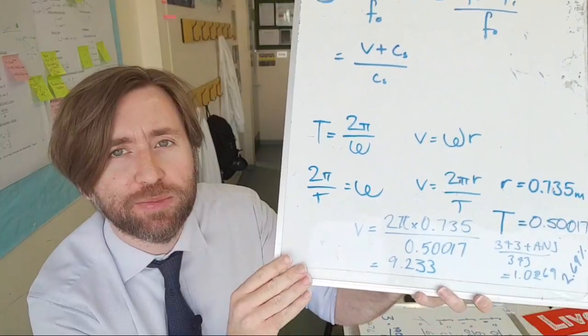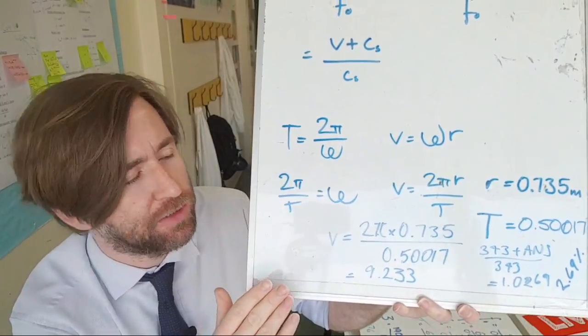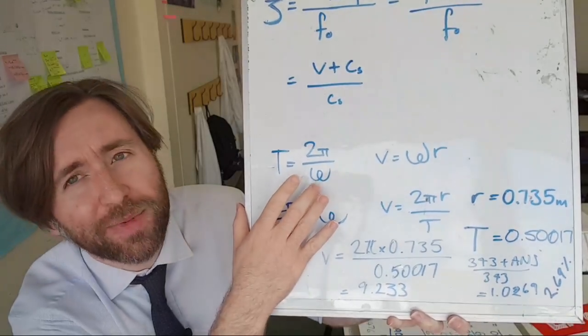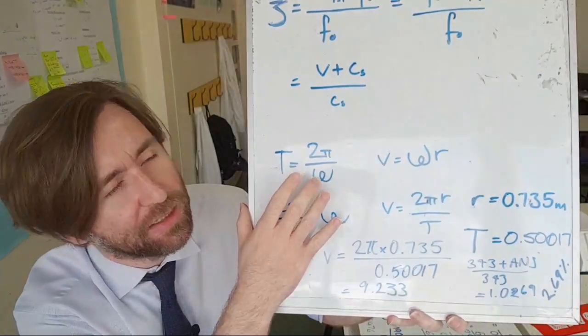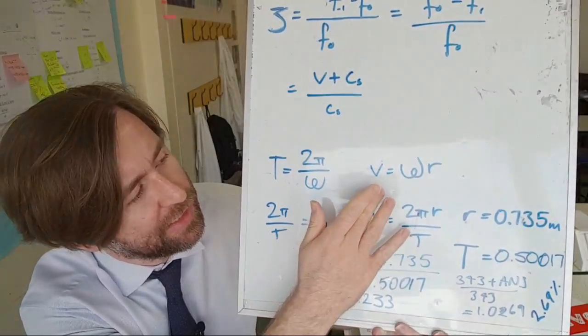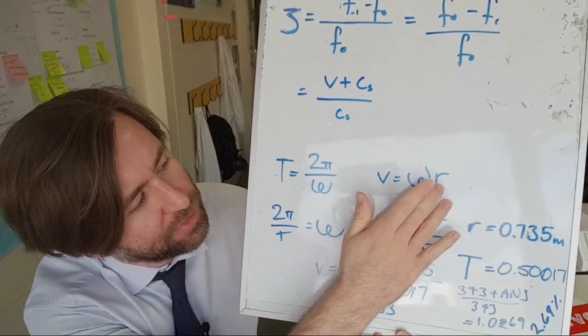Also, to work out the speed of the actual ball, we use these equations here. The time period of circular motion is 2 pi over omega, and omega is the angular velocity. And we also know that the speed at any point of that ball in any given direction is the angular velocity times the radius.